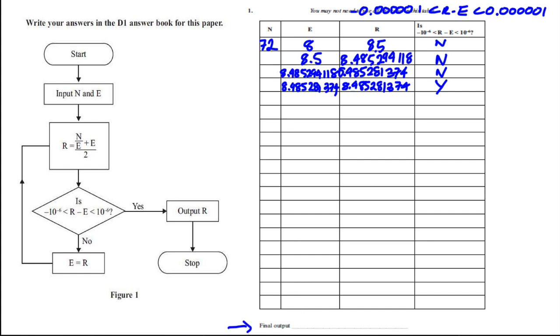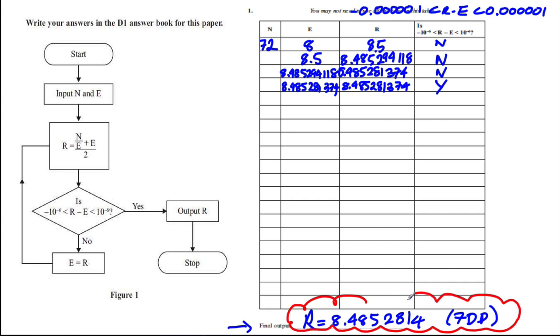The final output is this r, so r to 7 decimal places is 8.4852814 to 7 dp. You must write this here. Students just left it in the table. You must write this here and you must round it appropriately to get the marks for the exam.